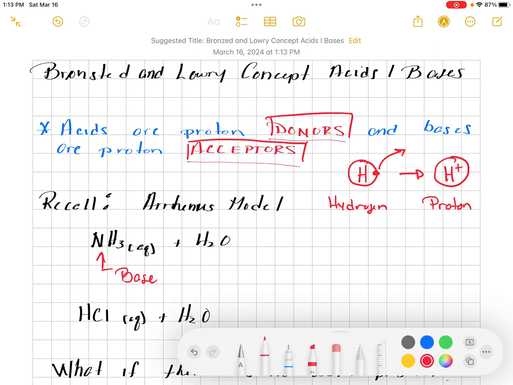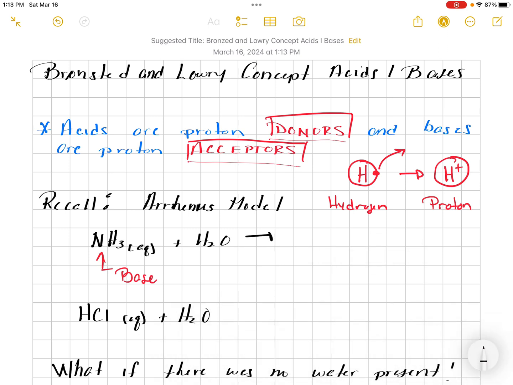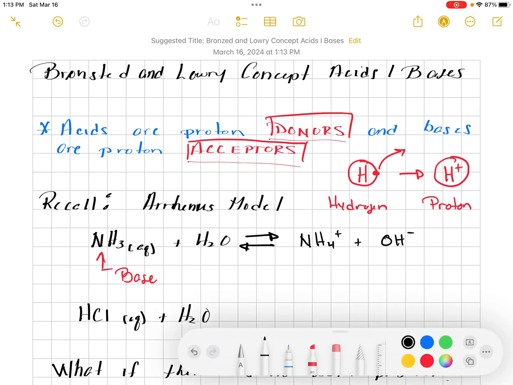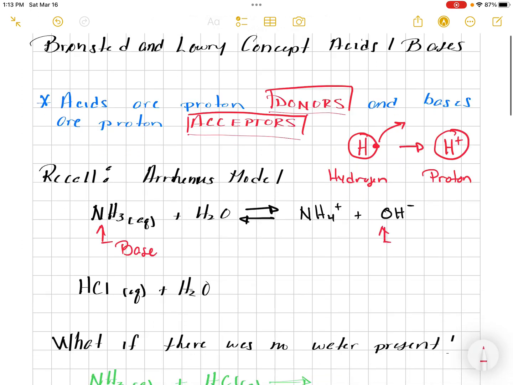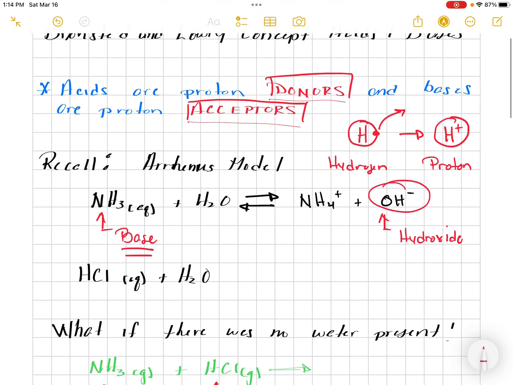So when this reaction occurs, we end up with NH4+ and OH-. Based on the definition, here is our hydroxide. Because this reaction releases a hydroxide ion, that means that ammonia must be a base. And that's exactly what we said here, right? It's a base because of this guy here.